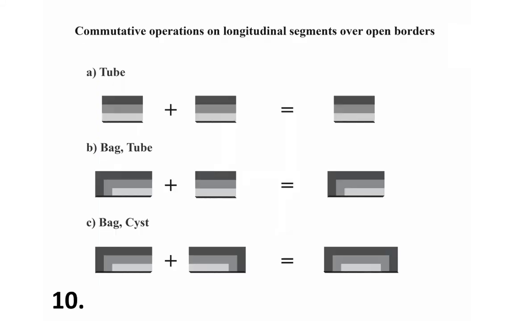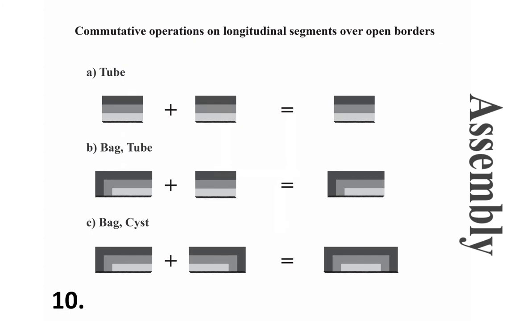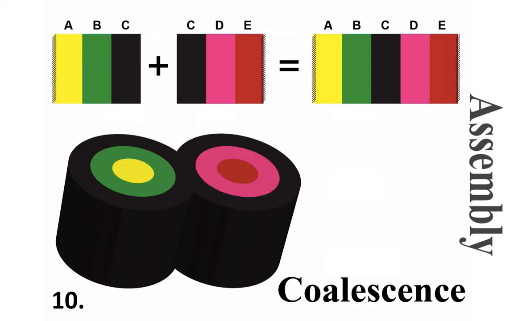Participate in assembly operations over their terminal borders, that is segmentation operations where a tube plus a tube creates a tube, a bag plus a tube creates a bag, and a bag plus a bag creates a cyst, as well as assembly over their outermost layer, to which we refer as a coalescence operation.